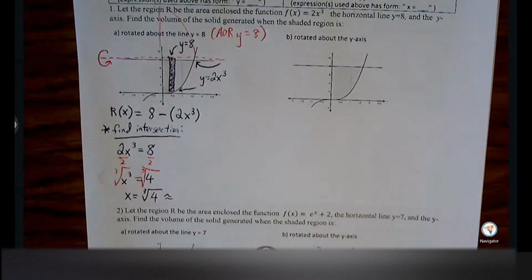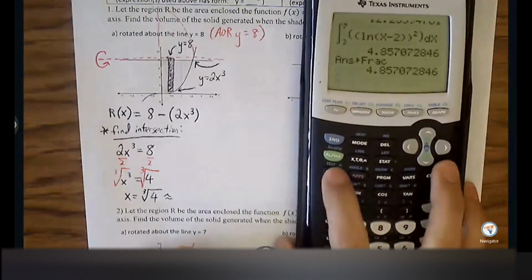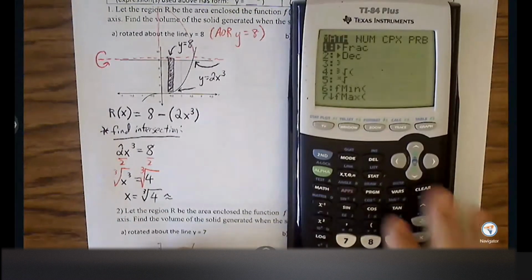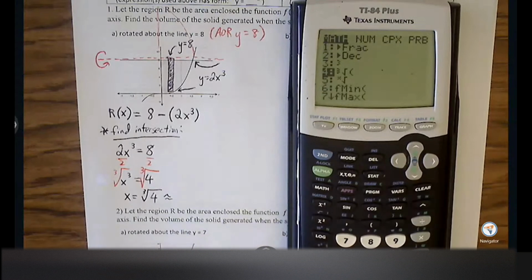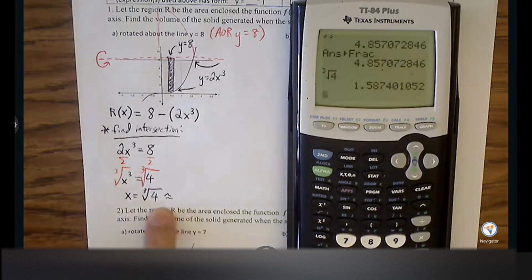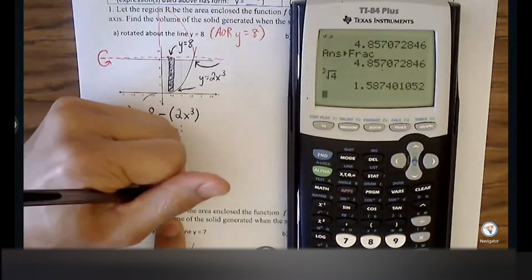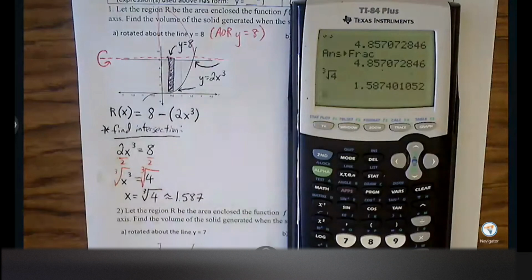If you want to enter that in the calculator, for cube root, there's a shortcut button there. If you do math, there's an option for cube root right there, math 4. So if you do math 4, cube root of 4 gives you 1.587. You can use cube root of 4 for the upper bound, or you can use 1.587. Maybe cube root of 4 because it's more accurate, but I think it's close enough. It's not going to change our answer.